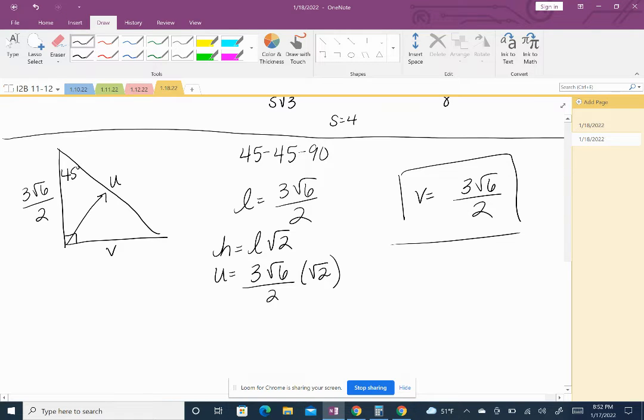Remember, when you're multiplying square roots, you can put them under the same root together, okay? So we can do U is equal to 3 times the square root of 12 over 2. Reminder: pull out pairs from a variable tree.